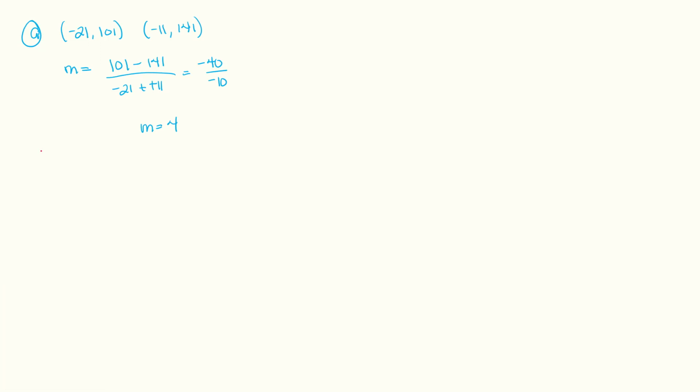And I want to come up with the actual equation now. So remember, I'm going to use the point-slope form, which means I need a point and a slope. Well, the slope I have. The point, your choice which one to use. I'm just going to use the second one, (-11, 141). And you're like, why are you using that one? Just felt like it. Trust me, you're going to get the same answer either way.